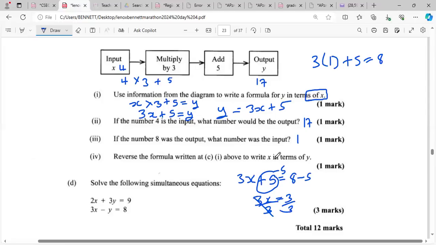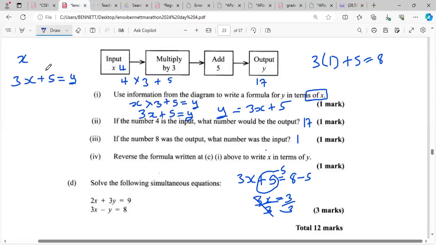Above to write x in terms of y. So now we are making x the subject of the formula. So guys, you can definitely see this is a function, right? Input, output. This is how we normally introduce the topic with input, output, etc. So we can use the formula, which is 3x plus 5 equals y. But remember, we're going to make x the subject now.